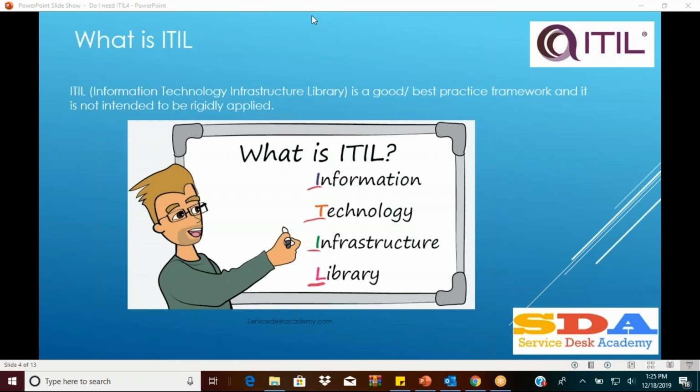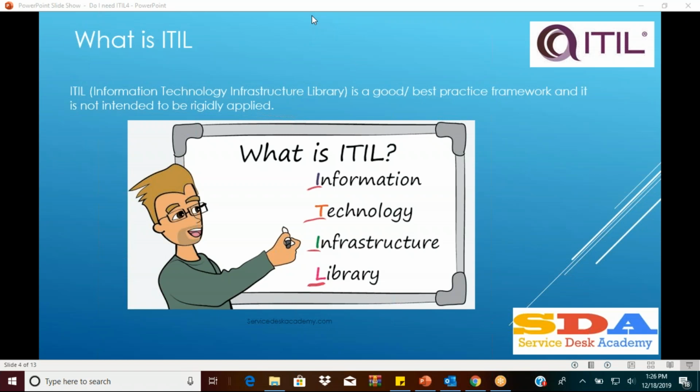Why is it so? The reason is it is vendor neutral. ITIL is a vendor neutral best practice framework, which means ITIL best practices can be applied in any organization, irrespective of the technology they are using, whether it's Microsoft technology, Apple technology, or from Oracle or any company. Irrespective of any technology, ITIL best practices can be implemented in the organization, and you can manage your IT services.